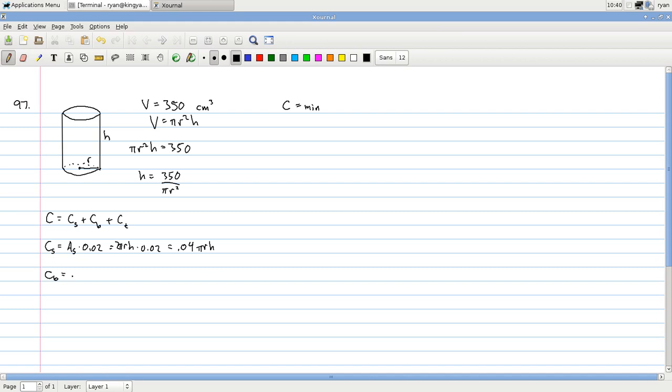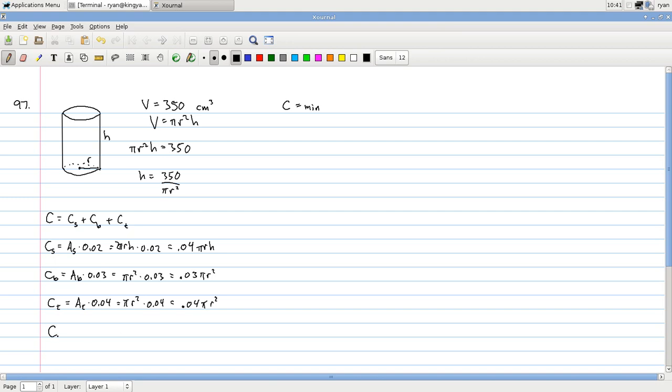We look at the cost of the bottom of the can, and this is the area of the bottom times 0.03. The bottom is a circle, so its area is pi r squared times 0.03. So that says that the cost of the bottom is 0.03 pi r squared. The cost of the top of the can is the area of the top times the cost per unit area, 0.04. The area of the top is the same as that of the bottom. So this gives us pi r squared times 0.04. Multiplying these out, we've got 0.04 pi r squared.